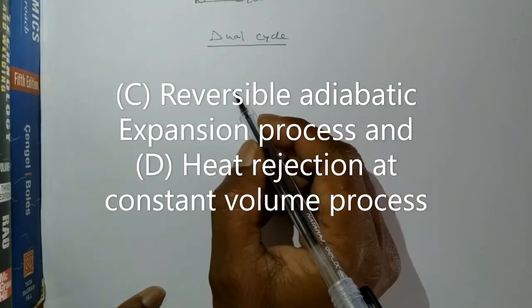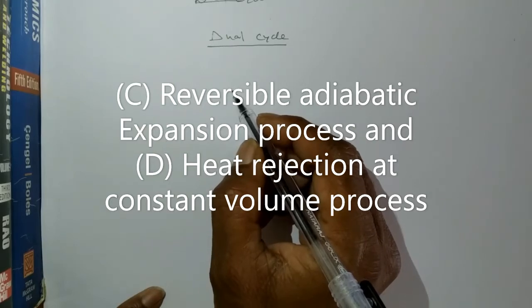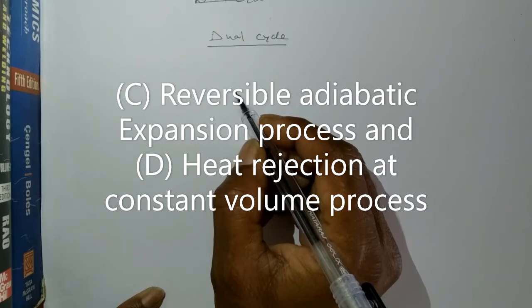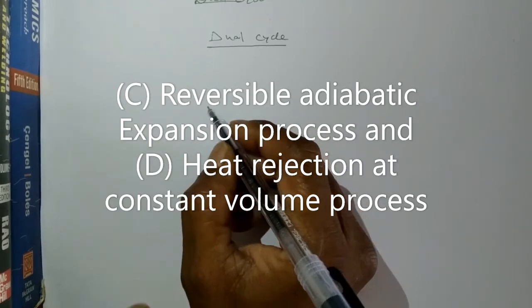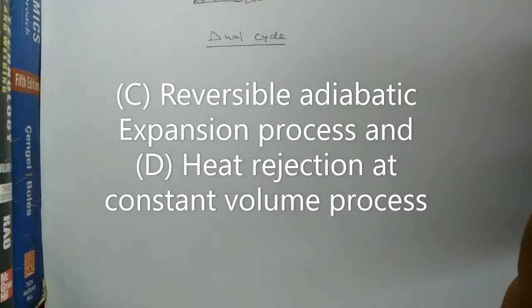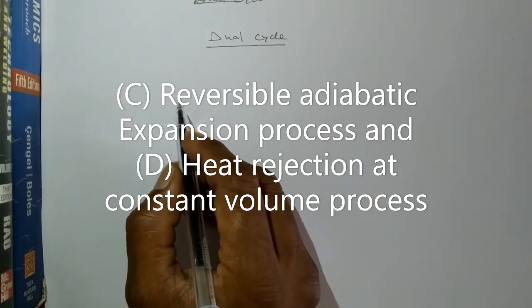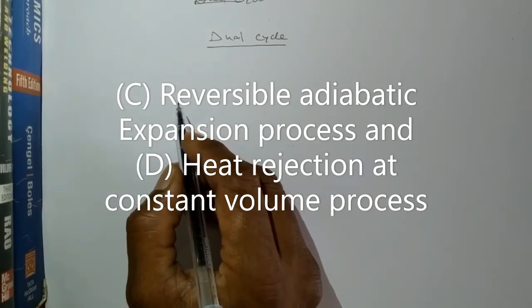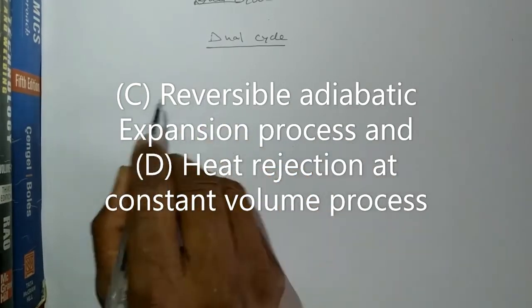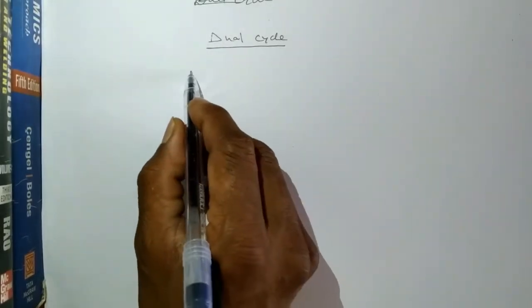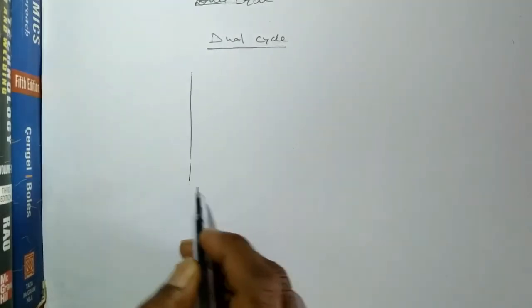And a reversible adiabatic expansion process occurs, and heat rejection occurs at constant volume. Thus, we can say it is a combination of both cycles, the Otto cycle as well as the diesel cycle. Here we are drawing a PV diagram that shows the relationship.